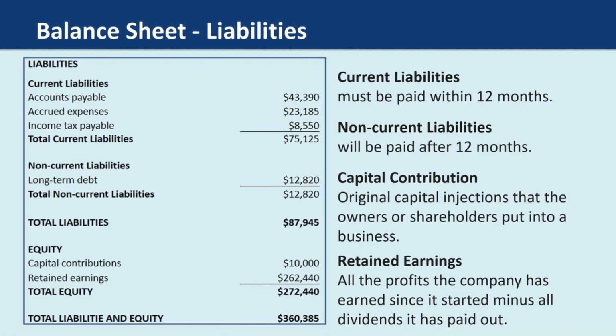Capital contribution is the original capital injection that the owners or shareholders put into a business. Retained earnings is all the profits the company has earned since it started, minus all dividends it has paid out.